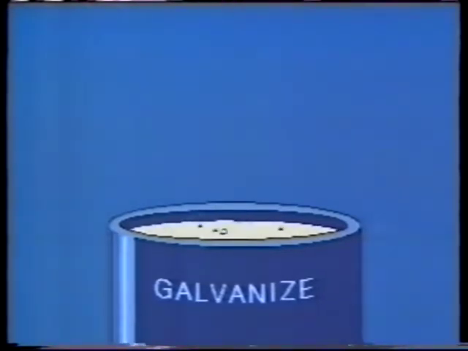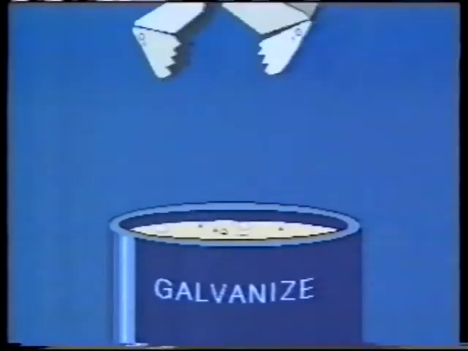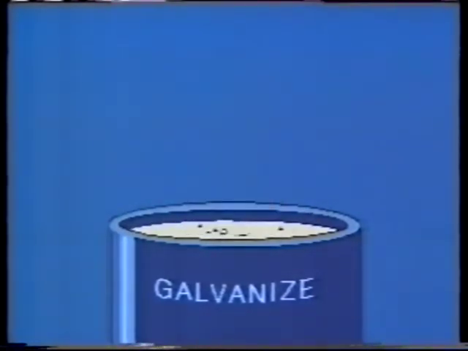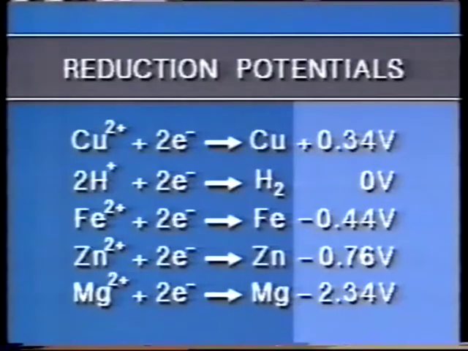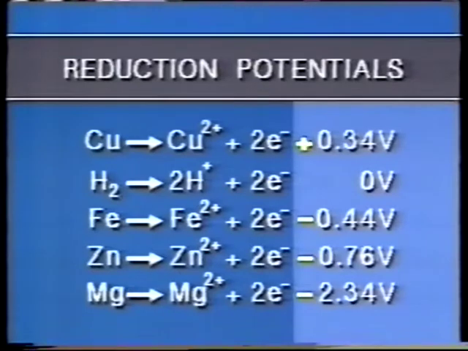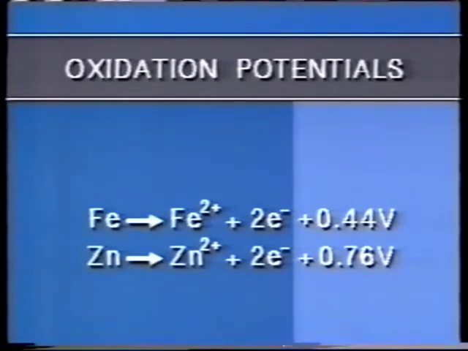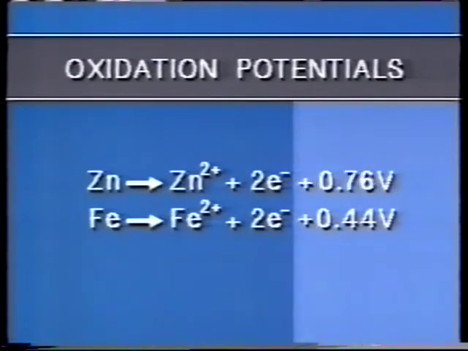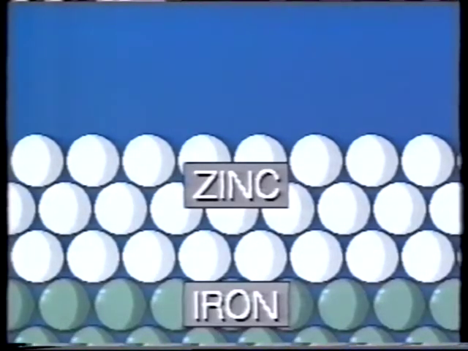Another possibility is to galvanize an everyday iron robot. Galvanizing means a bath in molten zinc. Zinc protects the iron for a simple reason. A look at the reduction table shows why. Since we are considering oxidation reactions, reverse the equations and reverse the signs on the potentials. Then we can compare oxidation potentials. Zinc's potential to oxidize is higher than that of iron. And that's what happens.